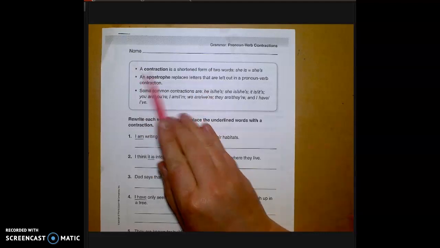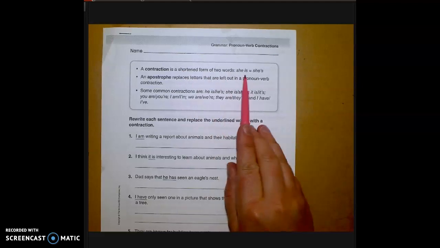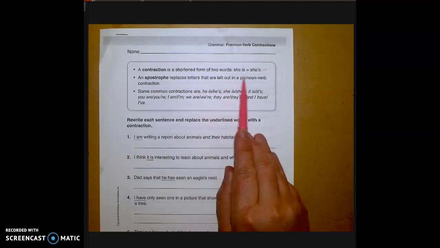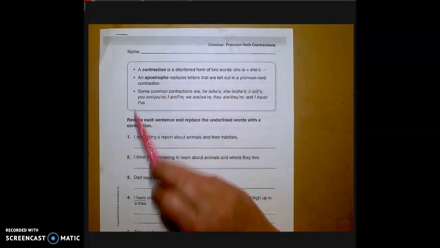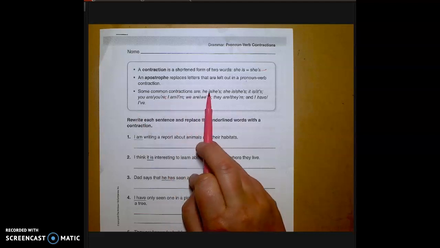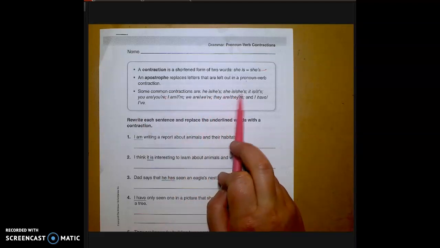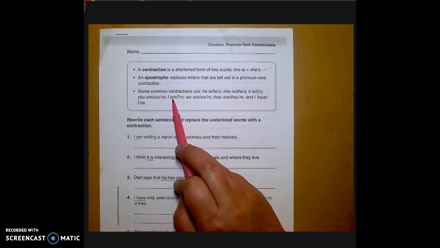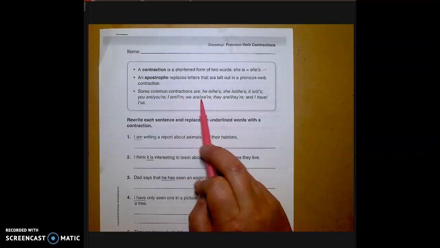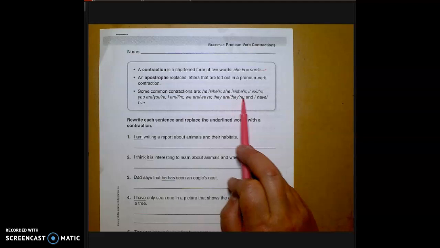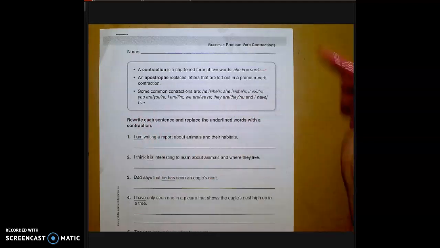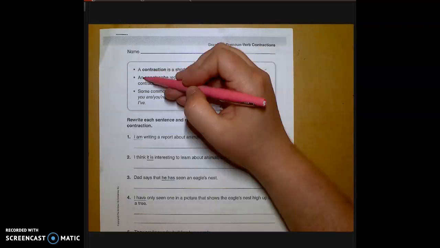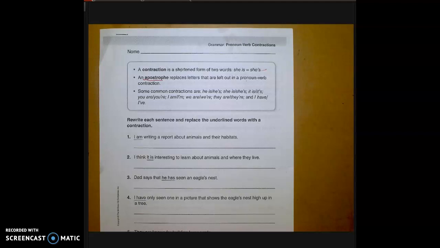And here it tells us a contraction is a shortened form of 2 words. She is equals she's. An apostrophe replaces letters that are left out in a pronoun, verb contraction. Some common contractions are he is, he's; she is, she's; it is, it's; you are, you're; I am, I'm; we are, we're; they are, they're; and I have, I've. We've noticed each contraction where the letters popped out, it was replaced with the apostrophe. It's kind of like a comma in the air.